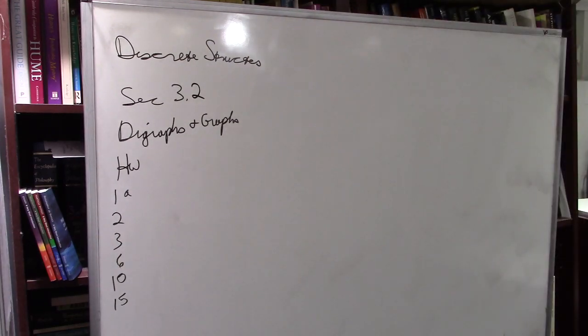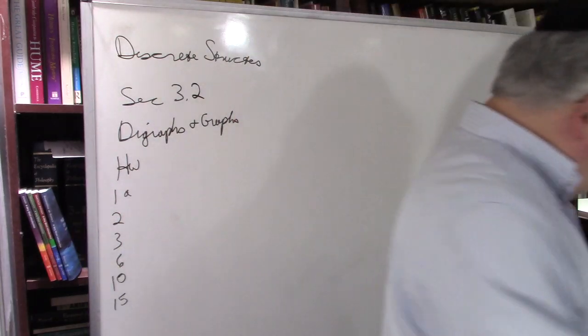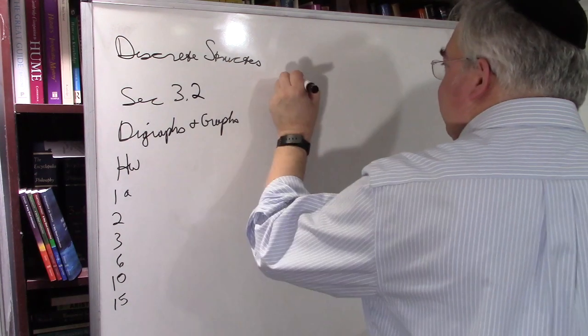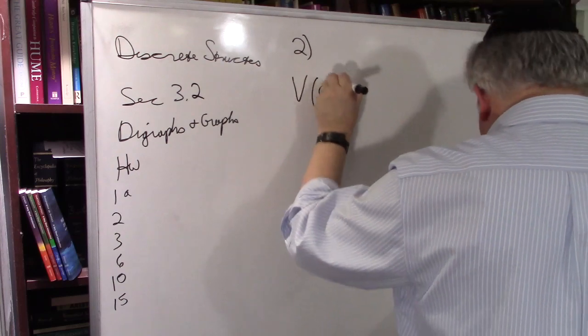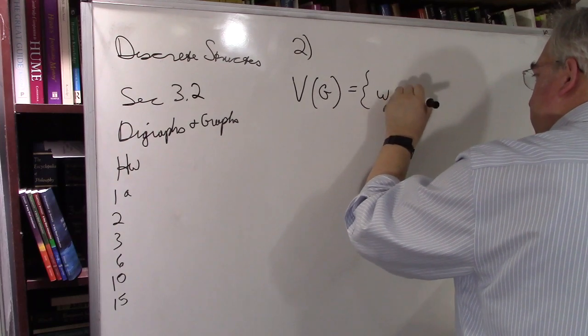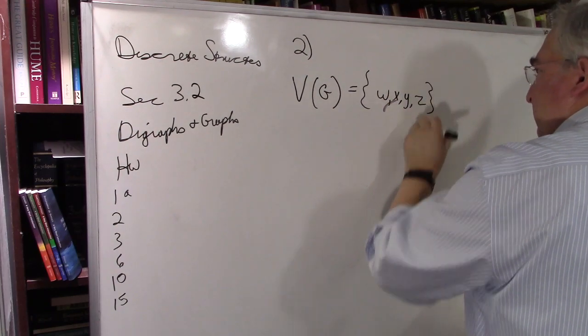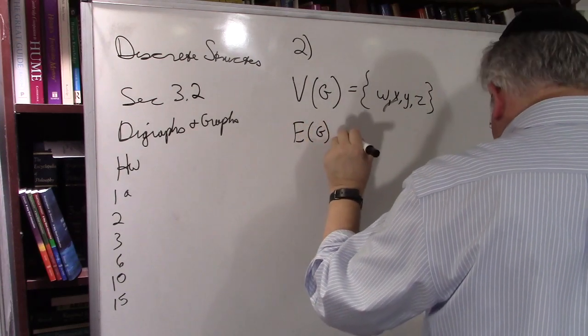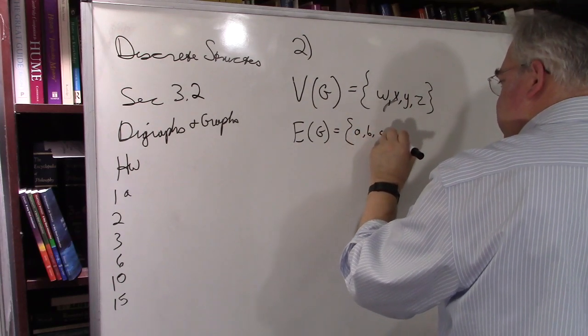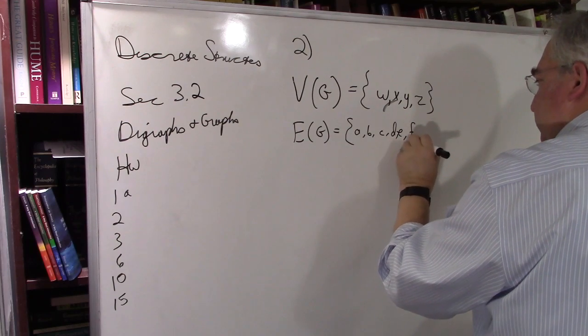Okay, next, number 2. Now they go the other way. They give you the table and they want you to draw the picture. Now each one of us is going to draw a different picture, but that doesn't matter. So let's see, the vertices, so this is number 2. The vertices of G is equal to W, X, Y, and Z. The edges of G is equal to A, B, C, D, E, F, G.